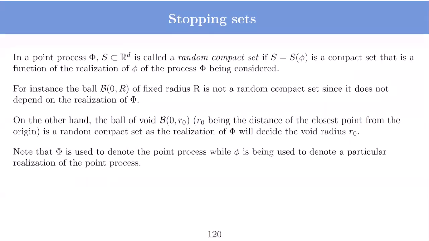So for instance, the ball B(0, R) of fixed radius R is not a random compact set because it does not depend on the realization of phi. But if I say the ball B(0, R0), where R0 is the closest point, that's a random compact set because it is compact, and it depends on the realization of phi. If the closest point is very far away, this ball will be big. If the point is close by, the ball will be small. Note that capital Phi is used to denote the point process, while small phi is used to denote a particular realization. That is the general notation we have been using.